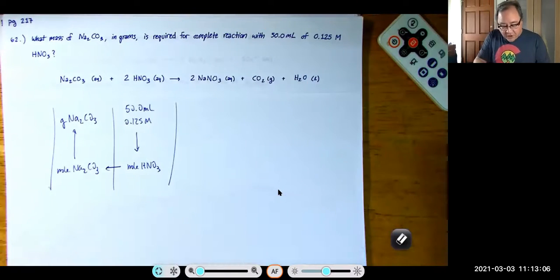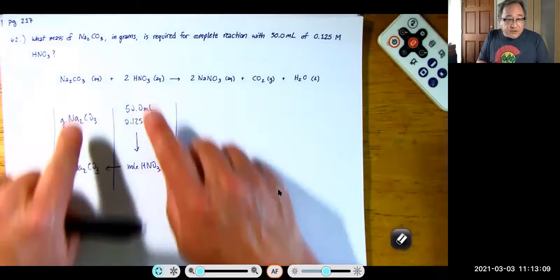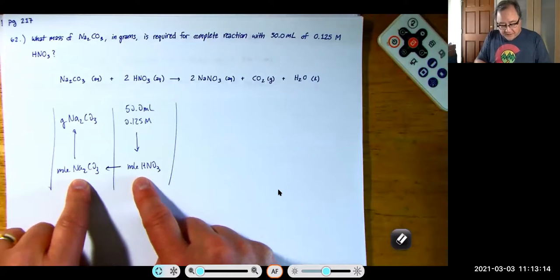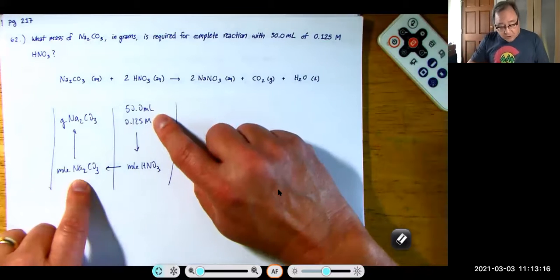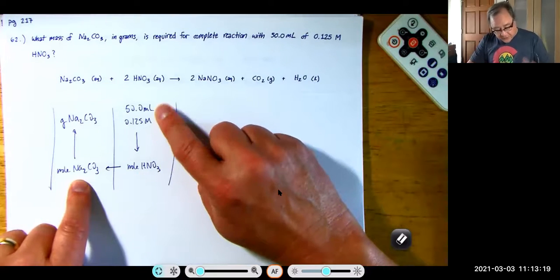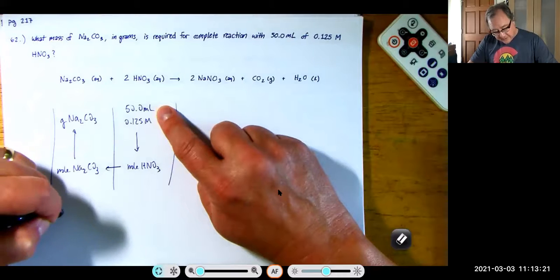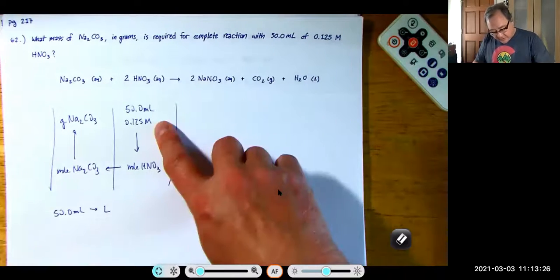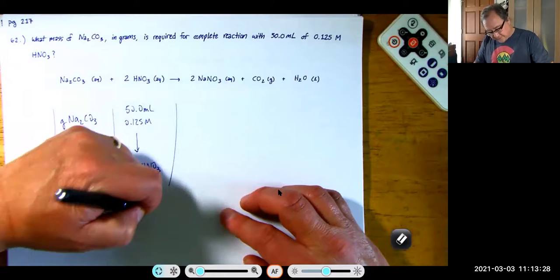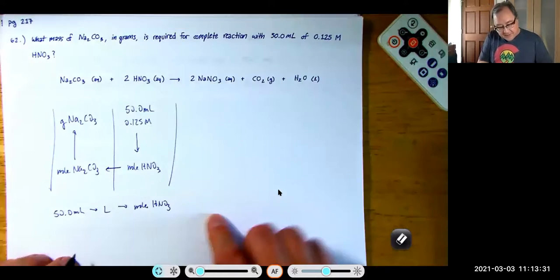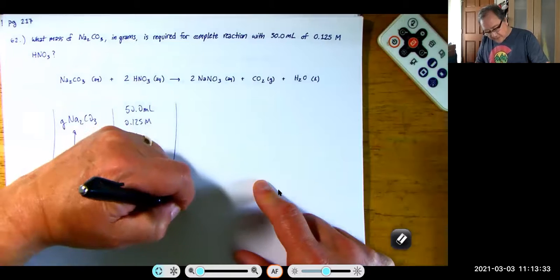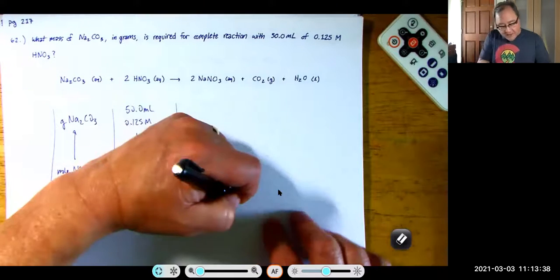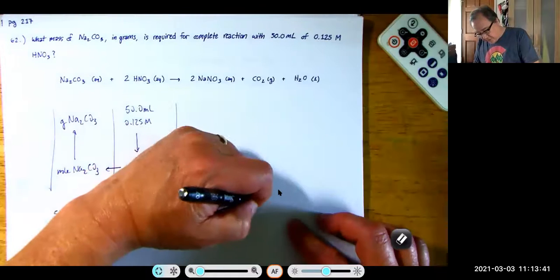And you can see that for me to go from this column to this column, I have to use the mole to mole conversion. So now we know this molarity is moles per liter, and this is milliliters. So I'm going to take my 50 milliliters, convert that to liters. Then I'm going to use the molarity, convert that to moles. Then I'm going to use my balanced reaction and get the moles of sodium carbonate. And then I'm going to use the molar mass of sodium carbonate to get the grams of sodium carbonate.